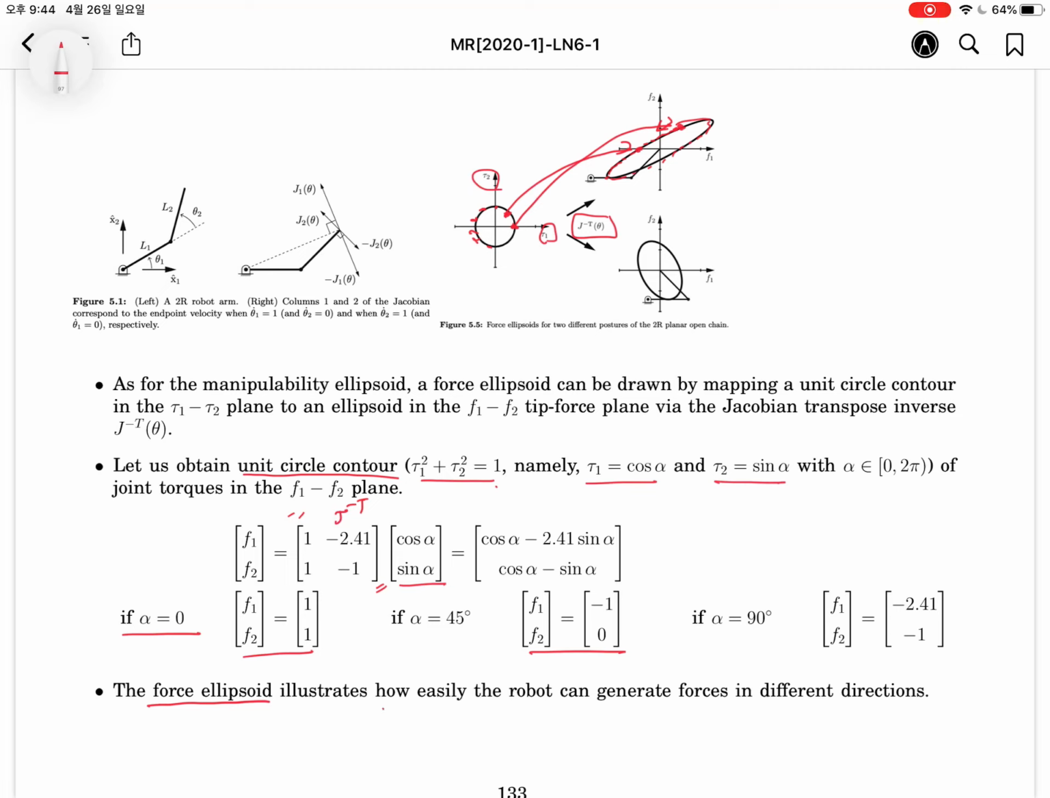Okay, this force ellipsoid illustrates how easily the robot can generate force in different directions. In order to obtain the manipulability ellipsoid, the Jacobian is used. On the other hand, to obtain the force ellipsoid, the Jacobian inverse transpose is used. Maybe you can see the relationship between the Jacobian inverse and the transpose. It means both ellipsoids are orthogonal to each other.